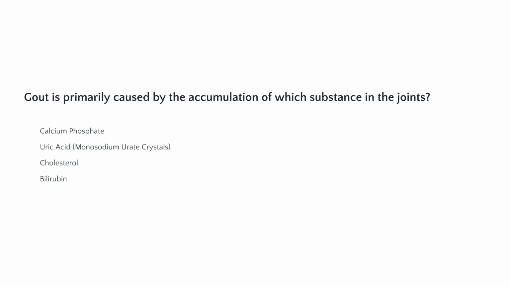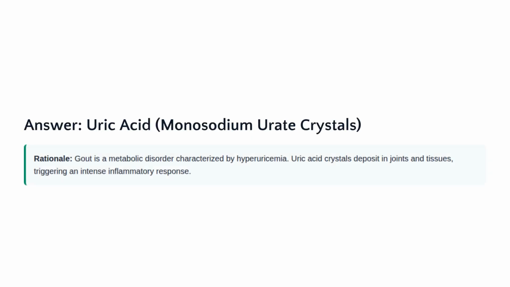Let's start with our first question. Gout is primarily caused by the accumulation of which substance in the joint? The answer is uric acid, specifically monosodium urate crystals. Gout is a metabolic disorder characterized by hyperuricemia, where these crystals deposit in joints and tissues, triggering an inflammatory response.